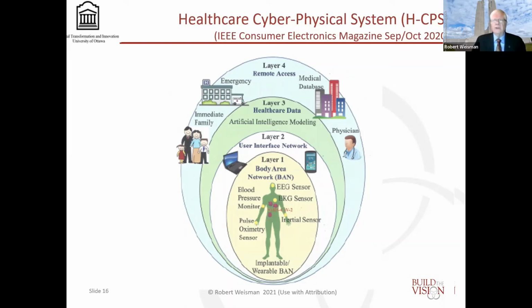How are you going to use it? How are you going to secure the information coming from the body area networks, for example, to the user interface, the healthcare data, the remote access? How are you going to do it if I'm all of a sudden on vacation in Poland? Can they get access to my information? It opens up an incredible number of wonderful opportunities, but you can't do it in an ad hoc manner.